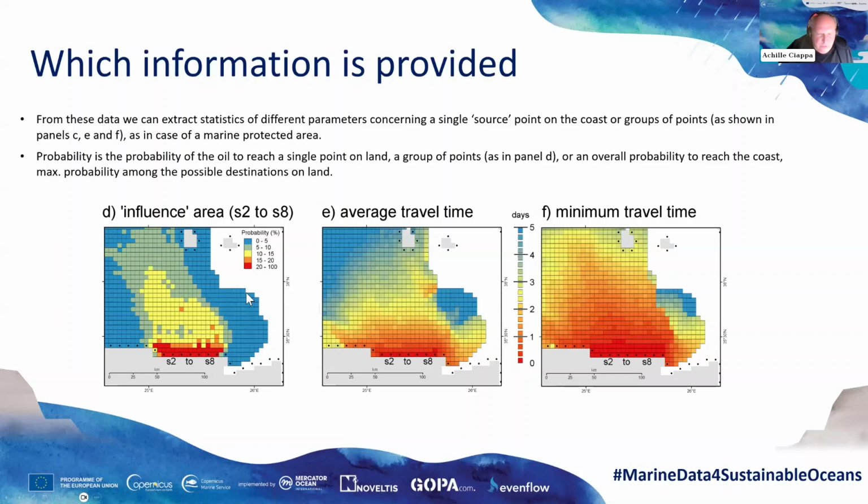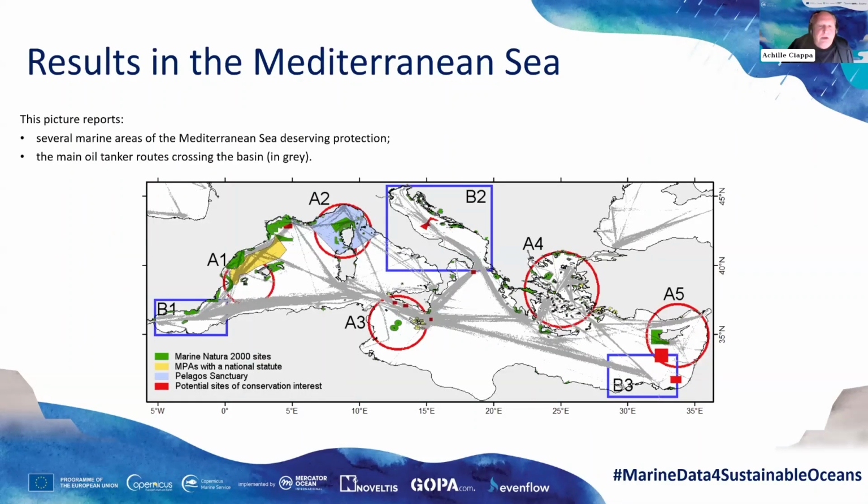So we have the influence area in figure D, average travel time, minimum travel time. So this picture refers to receptor points on the northern coast of Crete. In summer, as shown later, most of the oil transport comes from the north, from meteoceanographic resource.